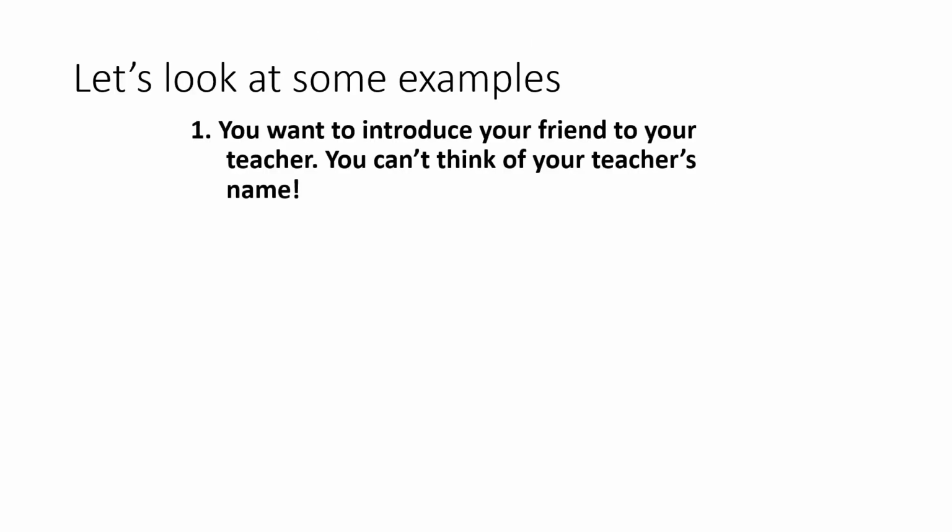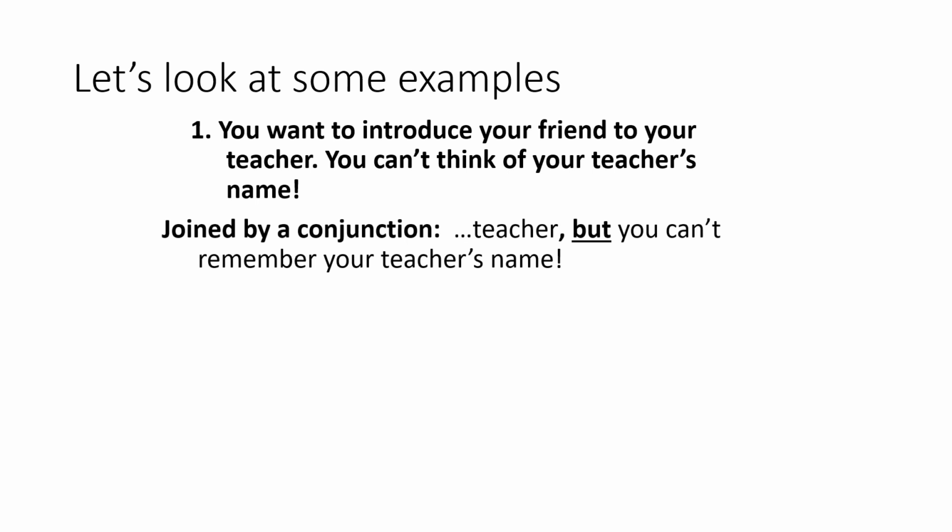Let's look at some examples. So we have this sentence. You want to introduce your friend to your teacher. You can't think of your teacher's name. Well, we can use a conjunction to join those two sentences. We could use the conjunction but.